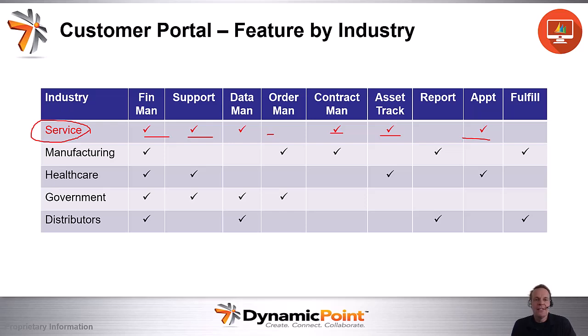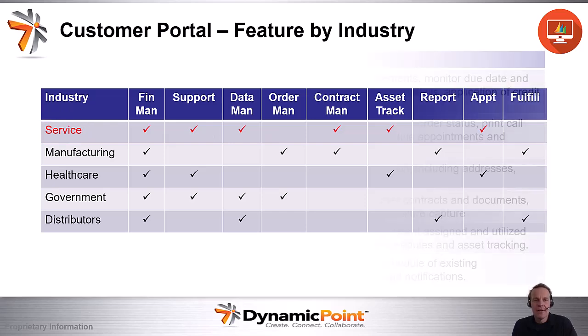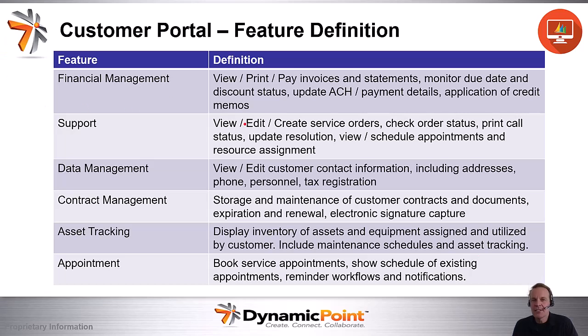If we were to look at what these features mean, here's a definition of each of them that I'll go through really quick. Financial management is basically using the portal to view, print invoices, statements, look at due dates, discount status, ACH information, application of credit memos. Essentially all things financial. Support, view, edit, create service orders, check order status of existing orders, print reports, update resolutions, view appointments, assign resources. Data management is the customer managing their own data, so view, editing of customer contact info, address, phone numbers, emails, taxes, all of the above.